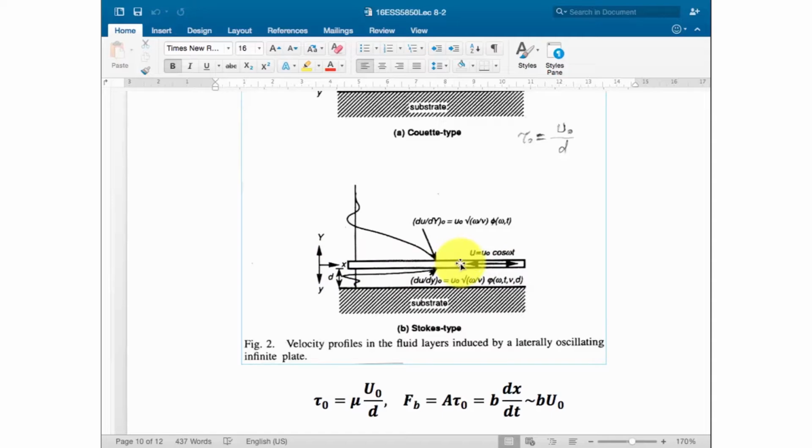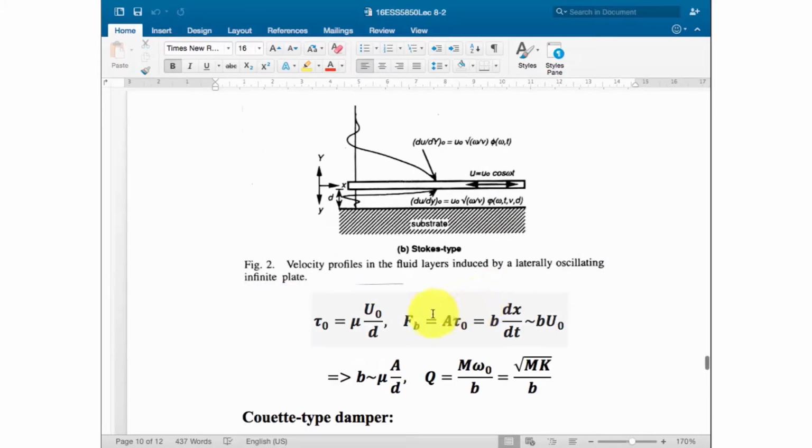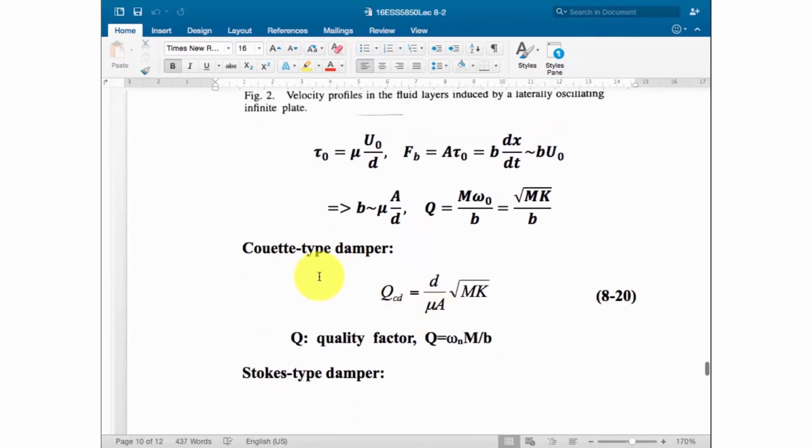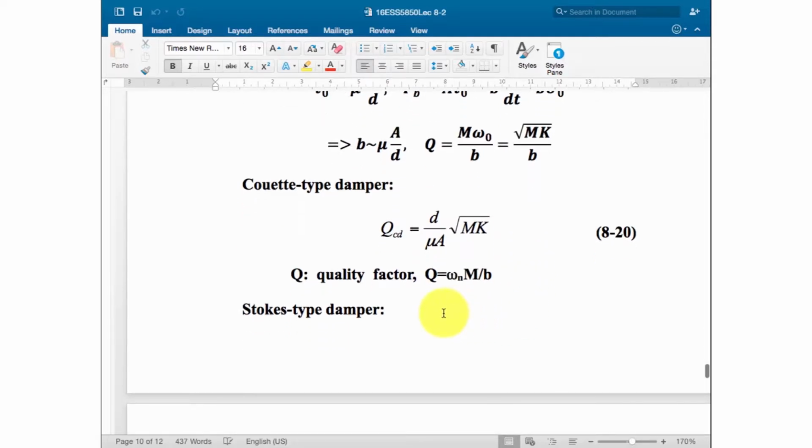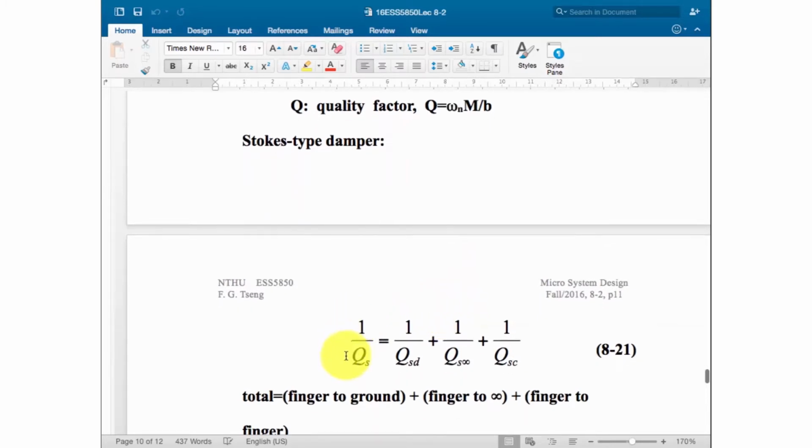So if you want to apply this equation onto the Stokes type flow, it's actually a little bit different. You need to do some modification. Okay? So we will consider the Couette type damper with the quality factor equal to this. If you plug the B into this equation, you get the final result like this. Now, for the Stokes type damper, you need to consider the parallel connection of three different quality factors.